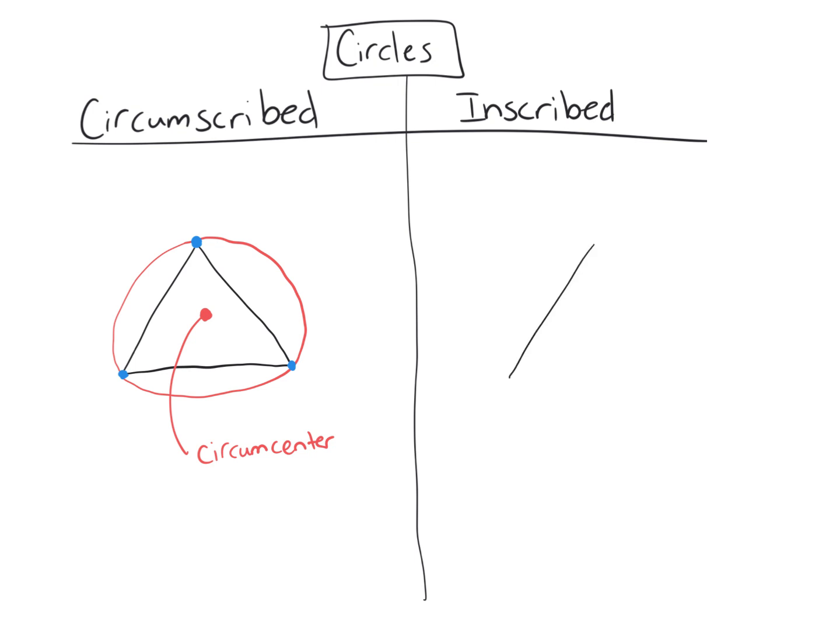Yep. So if I have a triangle, inscribed circles are circles that are on the inside of the triangle. What do you notice about that circle? They barely touch all the sides. Touches the sides of the triangle, right? Okay. The center here is called the incenter. Okay. Circumscribed circles have a circumcenter, and inscribed circles have an incenter.